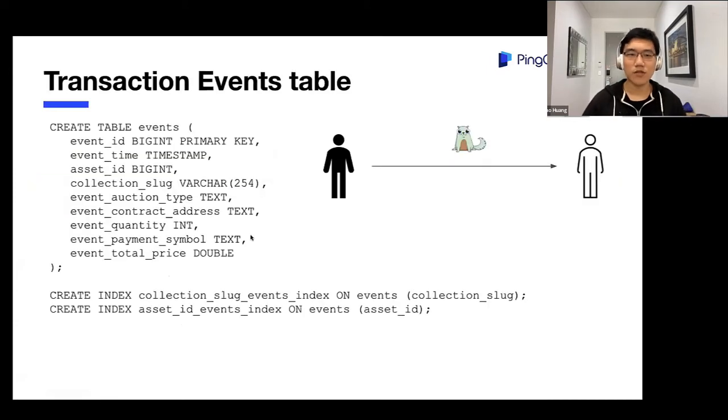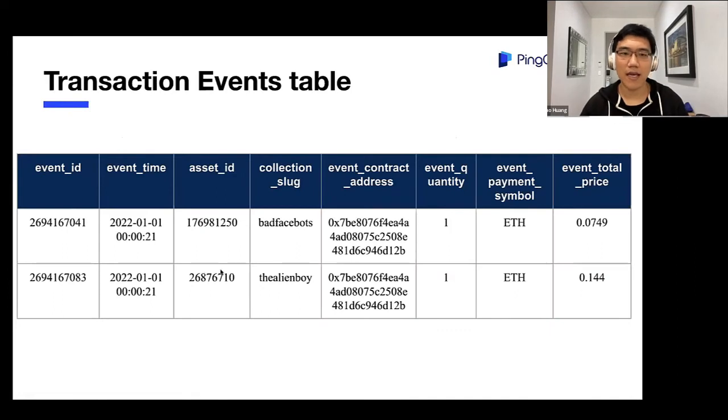Moving on. The third and most important table is the transaction events table. In one transaction event, an NFT is traded from one person to another. For each event, we record event ID, time, asset ID, collection slug, and, for example, event quantity and payment symbol. We also have an index on collection slug and asset ID, which serve as foreign keys to reference the other two tables. Here is some sample data for the transaction events table.